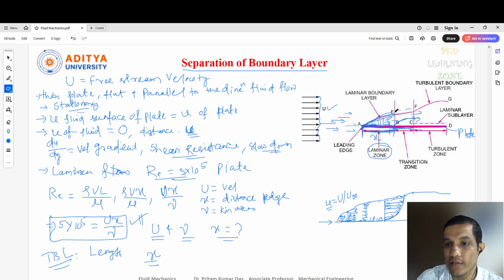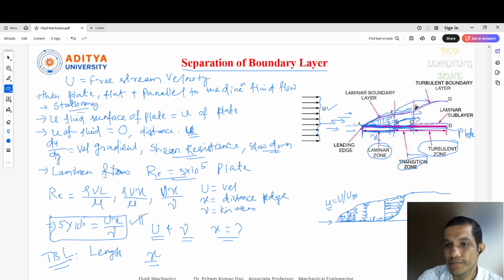So actually this transition layer will be very small, and this zone, the BC zone, is also very small. From this point it is transitioning from laminar to turbulent, so mostly it won't be identified. Once it crosses this length X, the turbulent boundary layer starts. This is called the turbulent zone, and the small zone here is the transition zone, which is defined by the distance BC.